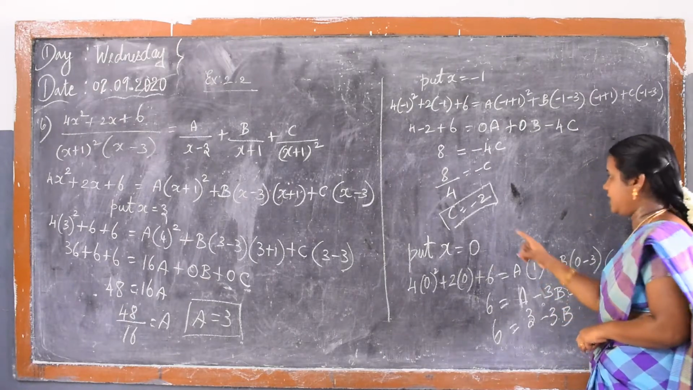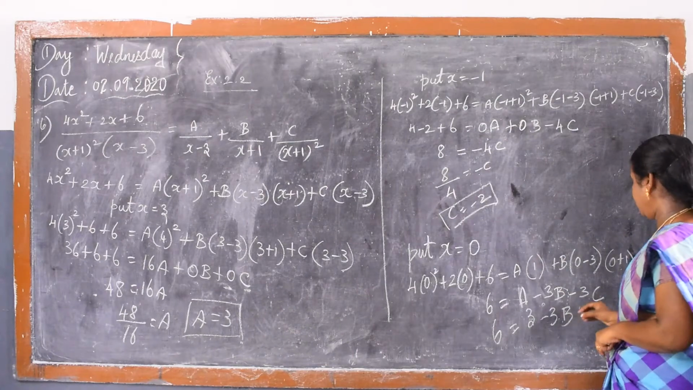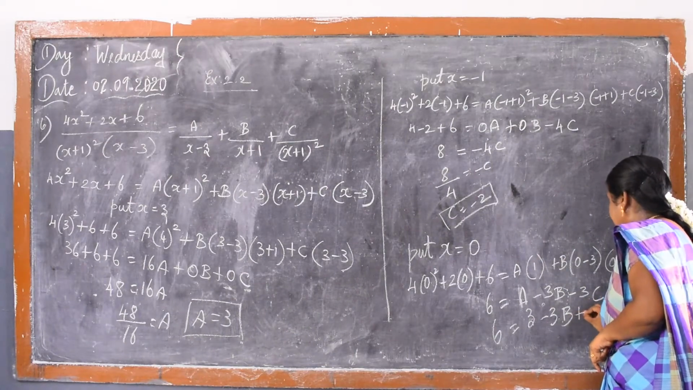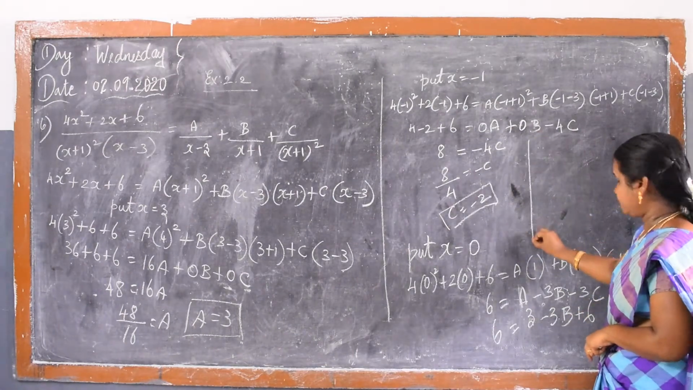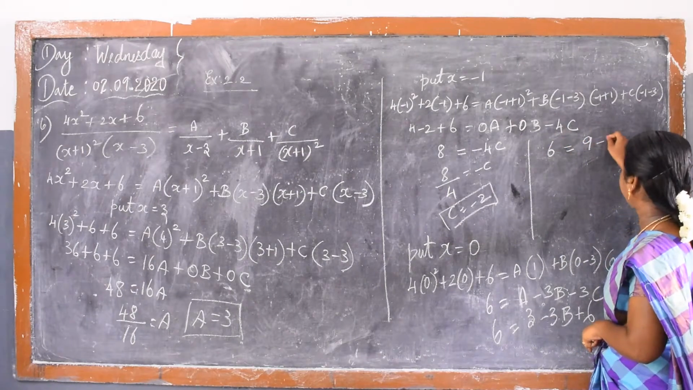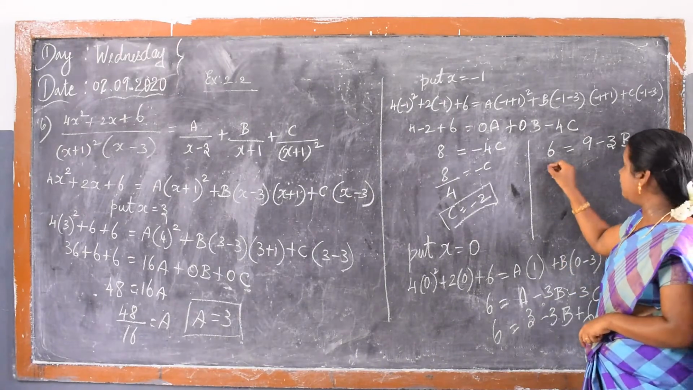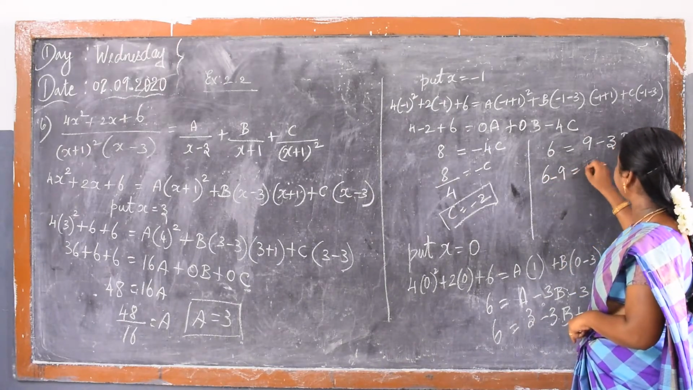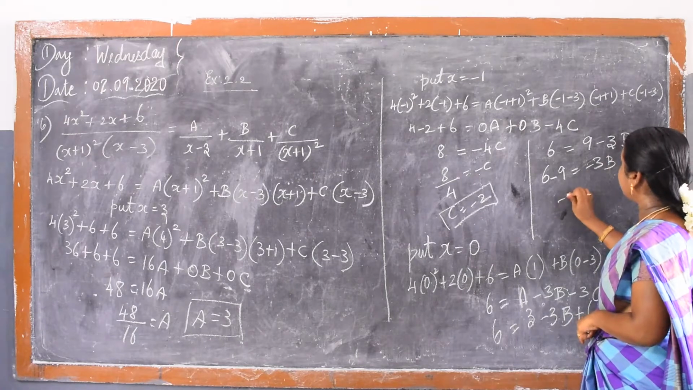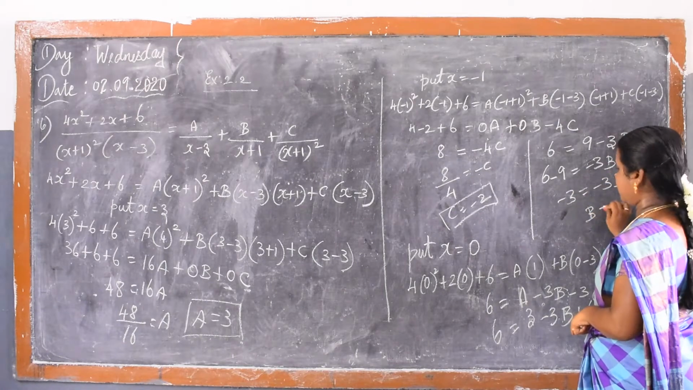What is the value of c here? Minus 2. Substitute the c value here: minus times minus is plus, and plus 6. So 6 is equal to 9 minus 3b. Now you bring this 9 to this side: 6 minus 9, minus 3 is equal to minus 3b. B is equal to 1.